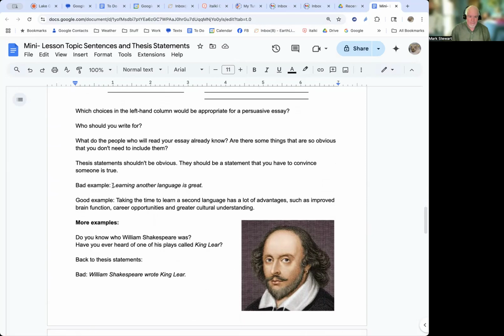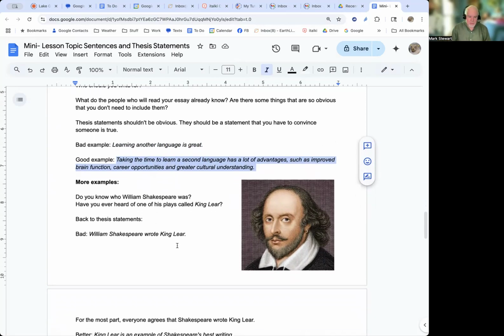Okay, good. And so now let's look at some examples of good and bad thesis statements. A bad one might be learning another language is great. Notice that's not an argument, okay? A better example is the one we had, and I forgot to make that in italics. Taking the time to learn a second language has a lot of advantages, etc. So let's give you another example.